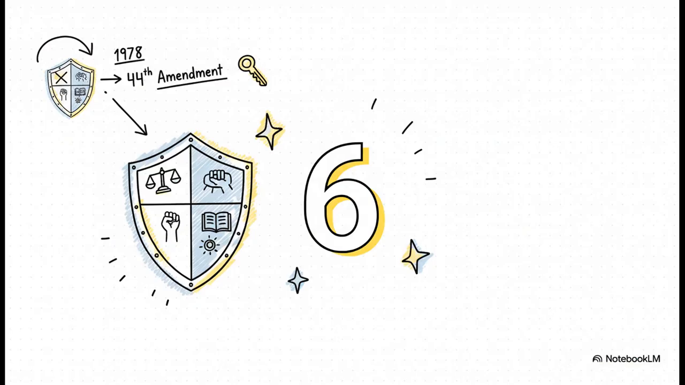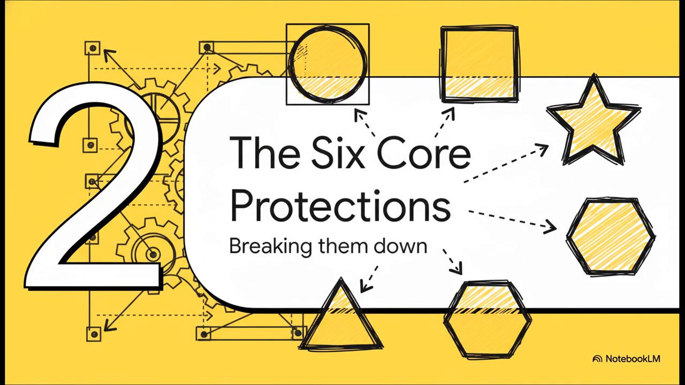Okay, so this shield is made of 6 core plates. Now, fun fact, there were originally 7. But back in 1978, a big change, the 44th Amendment, removed the right to property from this special list. So for today, we're focused on the 6 that we have now. All right, let's get into the nitty-gritty. We're going to look at each one of these 6 core protections one by one.